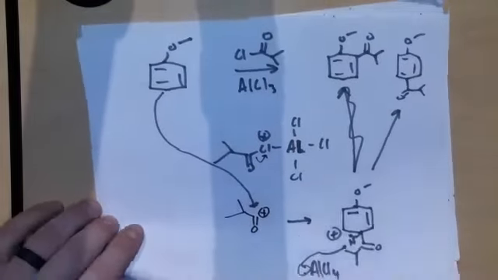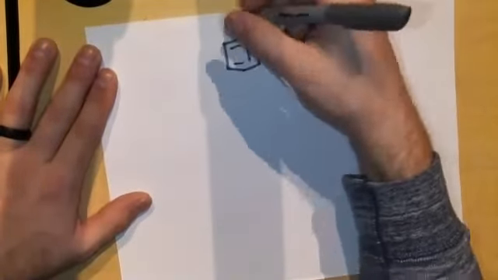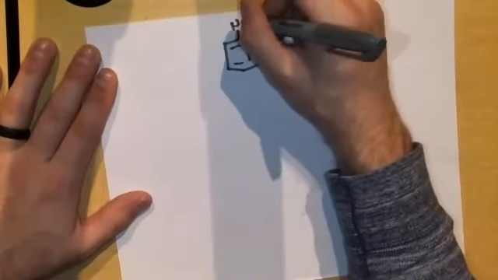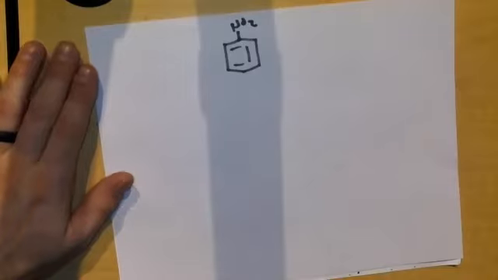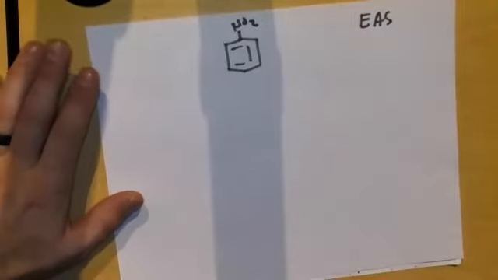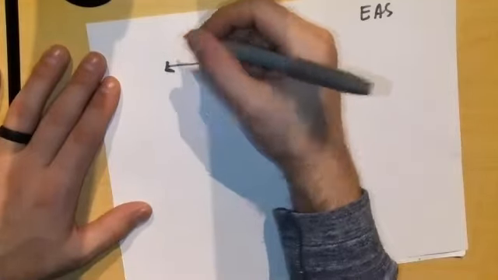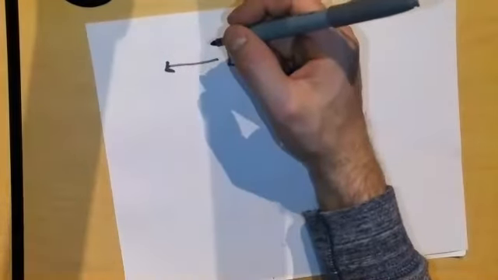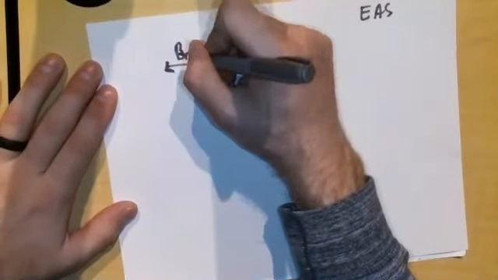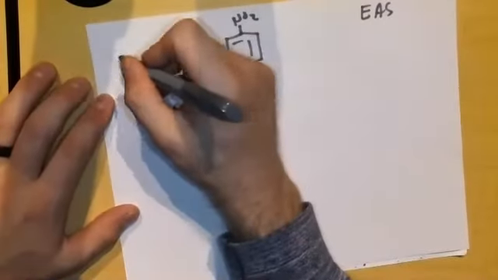All right, so let's take a look at all of our EAS mechanisms. I put a nitro group on there, so it's a meta director. We can brominate, so throwing in Br2 and FeBr3 lets us add a Br.